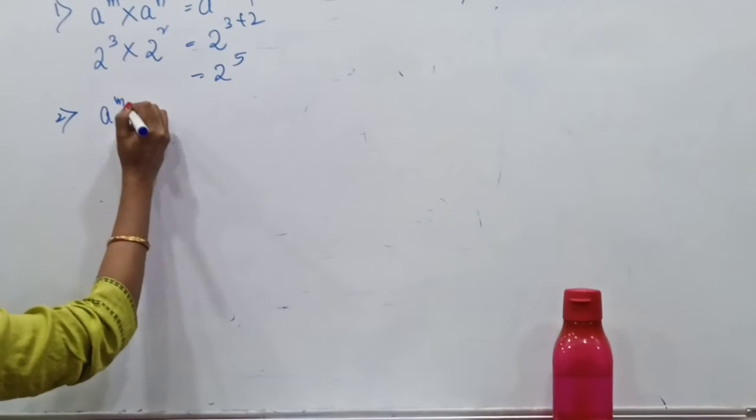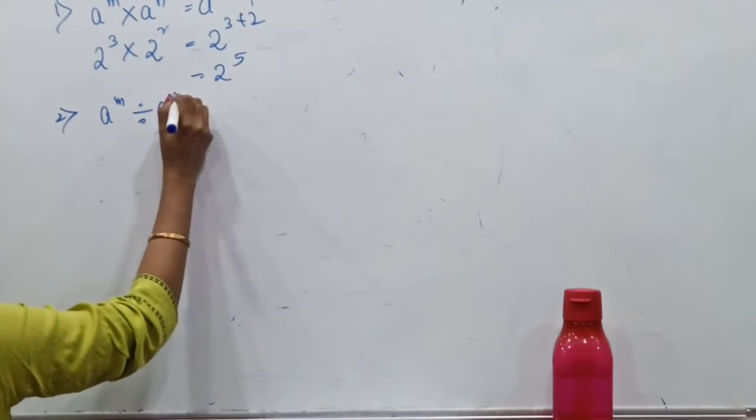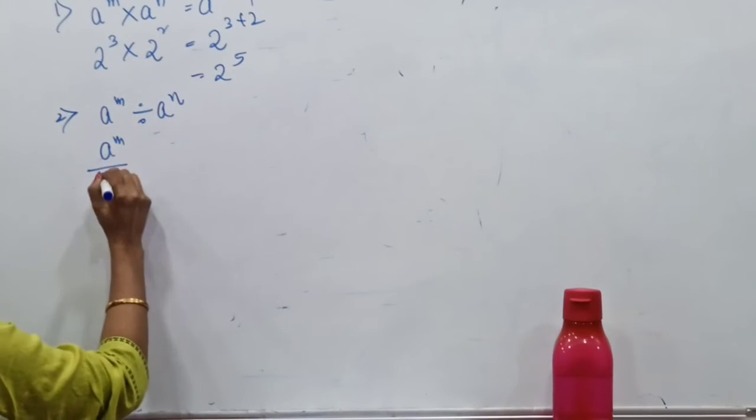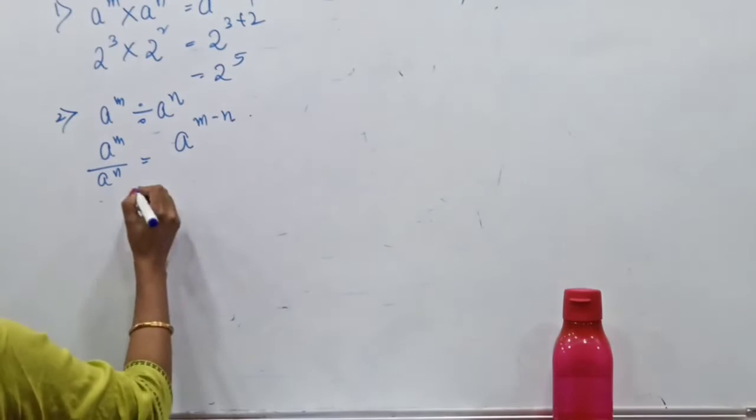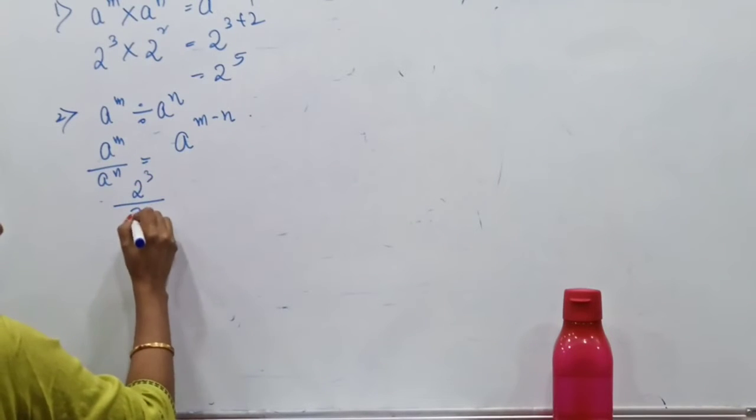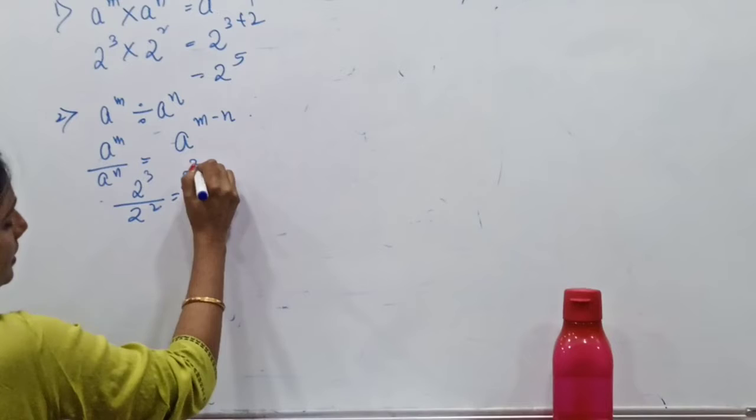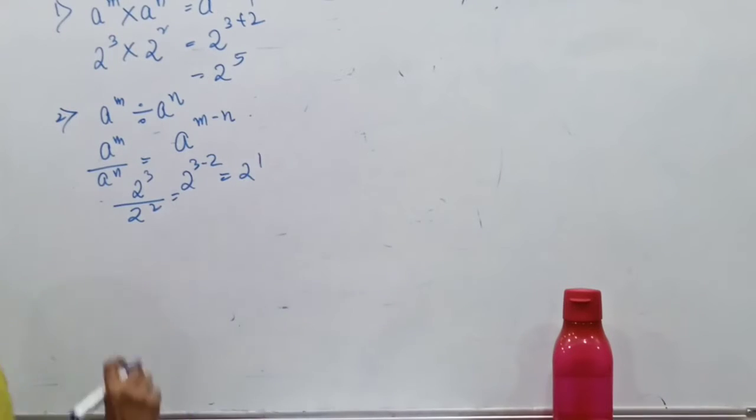Now a to the power m divided by a to the power n. Then what we need to do? We need to subtract the powers. Suppose 2 cube divided by 2 square. So 2 to the power 3 minus 2, 2 to the power 1. In this way we need to do it.